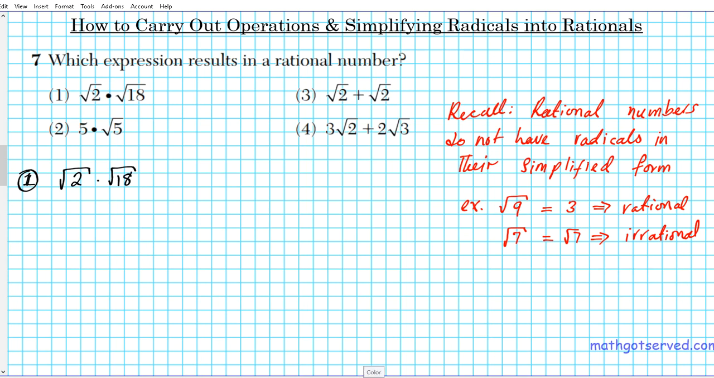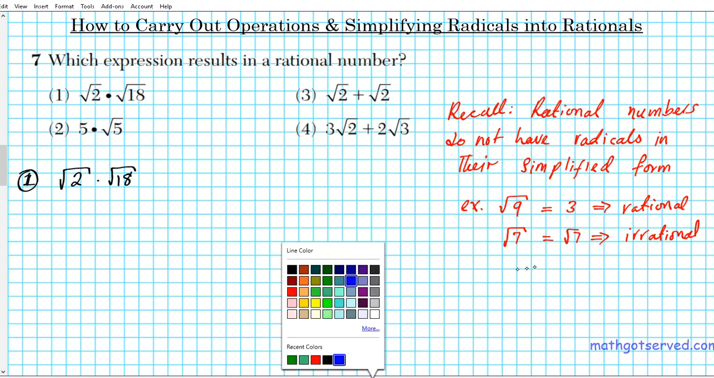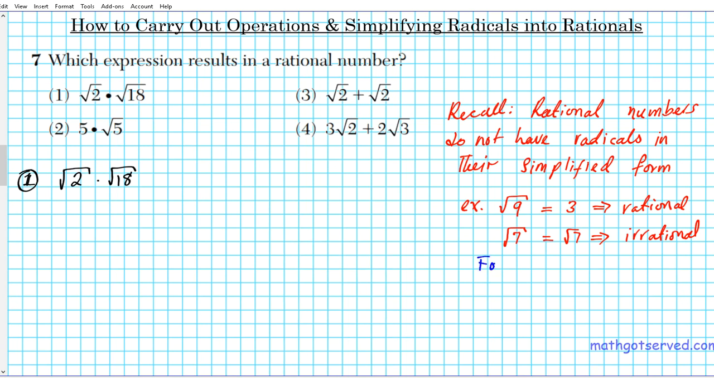So the formula for this one, let's just put some formulas here for simplifying radicals. You can always multiply radicals. There are no constraints there. So let's say you have root x times root y. All you do here is you multiply the radicands, root xy.